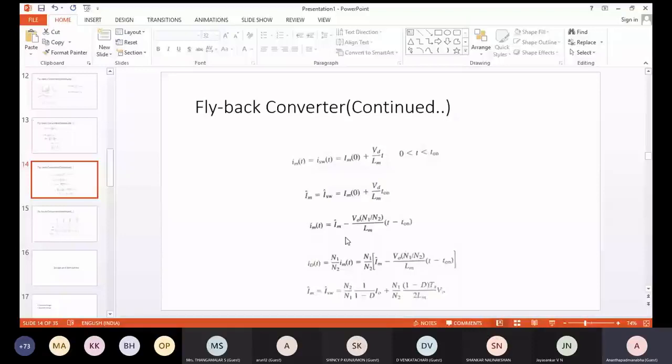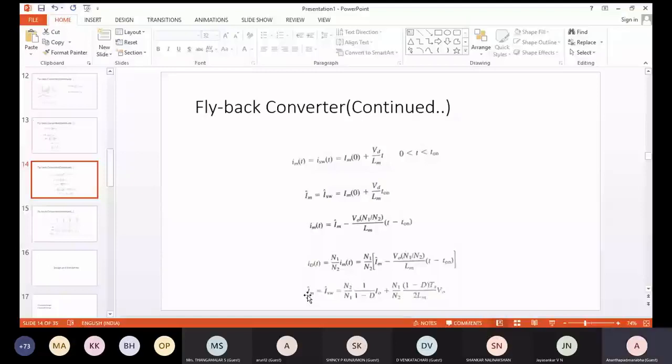IM is nothing but the delta current. That means once again, I'm interested in finding out the ripple current through the inductor. Same thing. Whatever we followed for buck and buck boost, the same thing we are trying to express here for the flyback converter. I'm interested in finding out how much is the ripple current through my inductor.